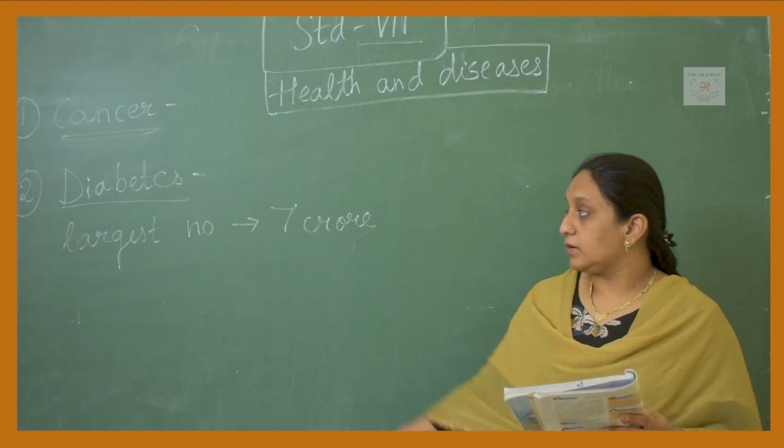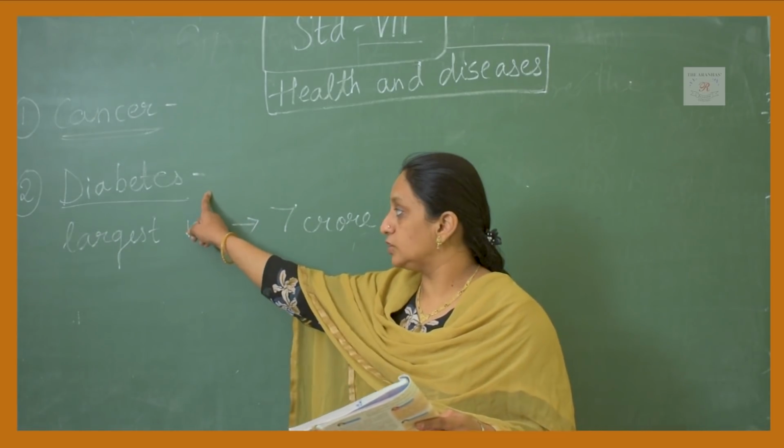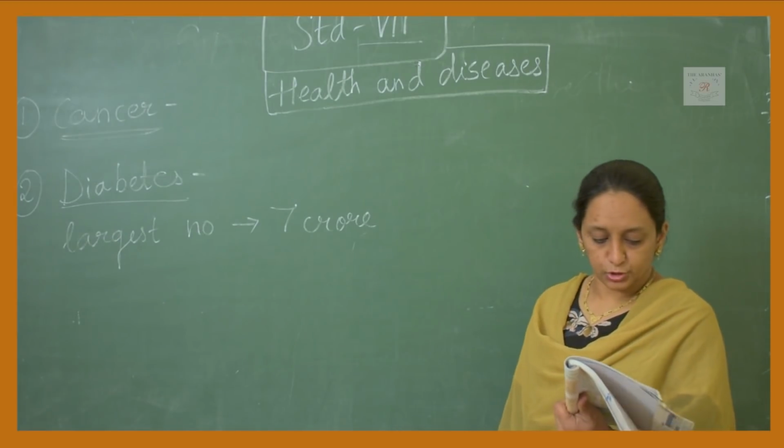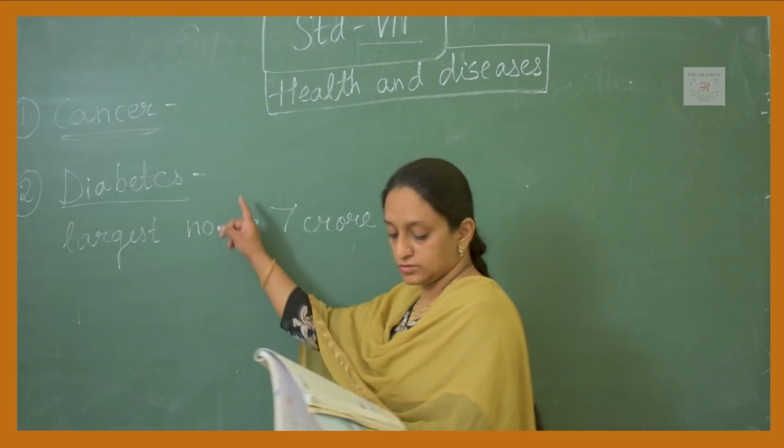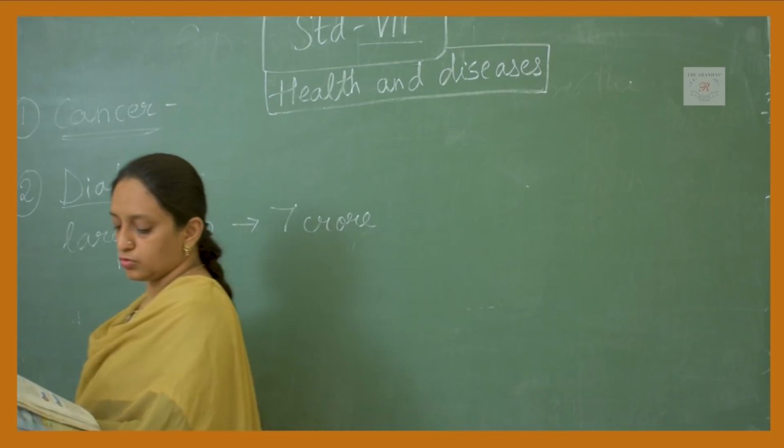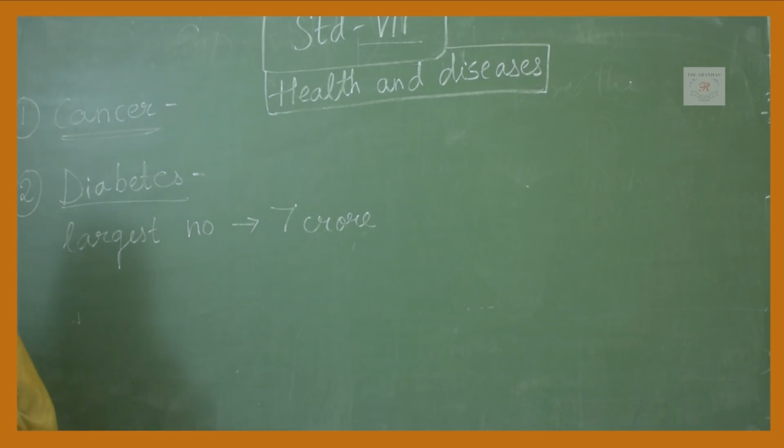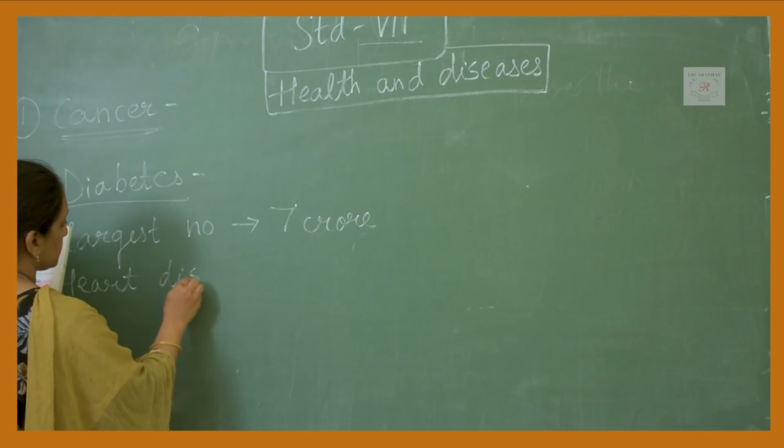So this was all about diabetes. The hormone insulin is produced in the pancreas and it controls the level of sugar, glucose, in the blood. This was all about diabetes. Now the third non-infectious disease is related to the heart. So those are called heart diseases.